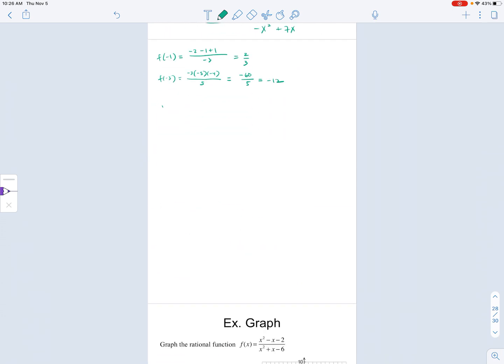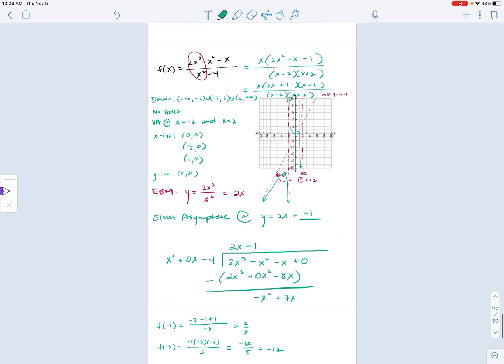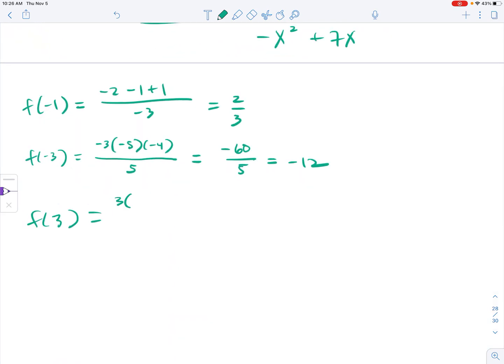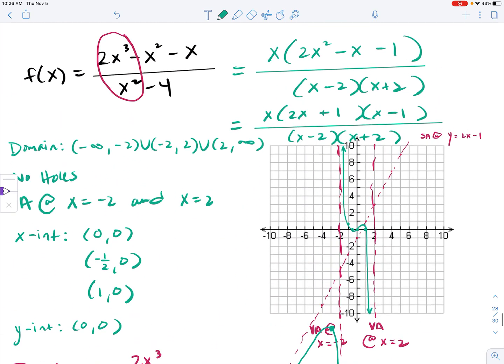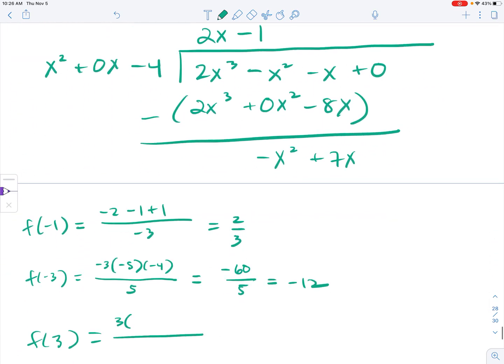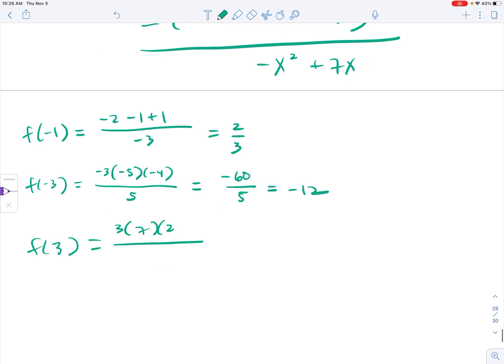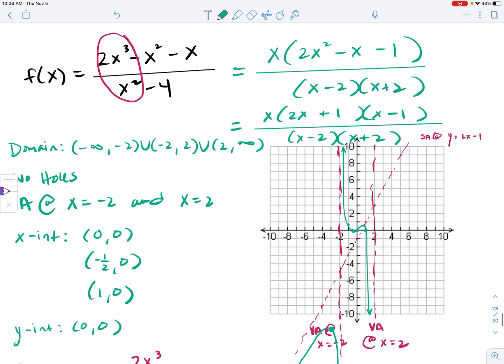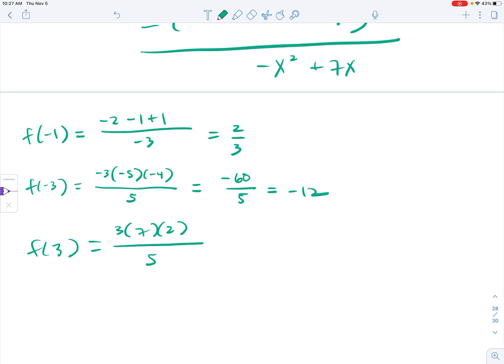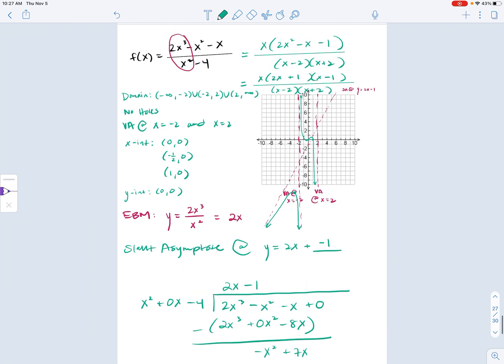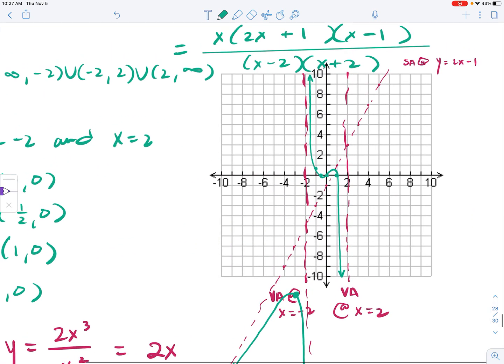And then if I plug in positive 3, would be 3 times 7 times 2 divided by 5. So 42/5, which is 8 2/5.